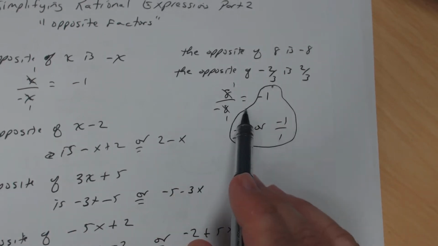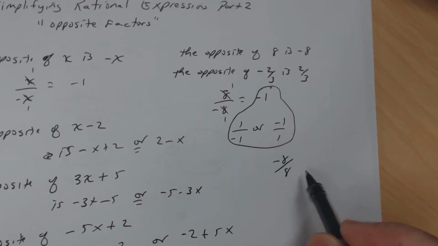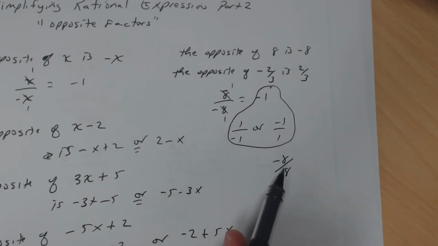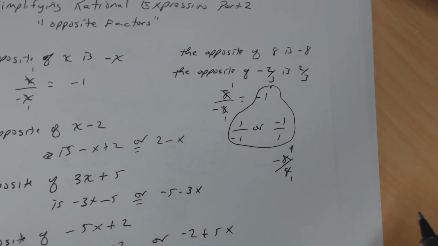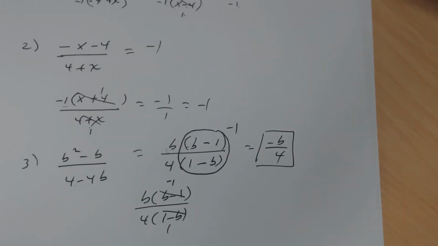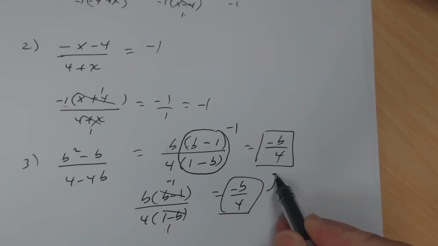Because remember, this is the same thing as saying -8 divided by 8. 8 divided by -8 is the same thing as -8 divided by 8. So that's -1 divided by 1. All right? Okay, so b times a -1 is a negative b. 4 times 1 is 4, which is what we got here.